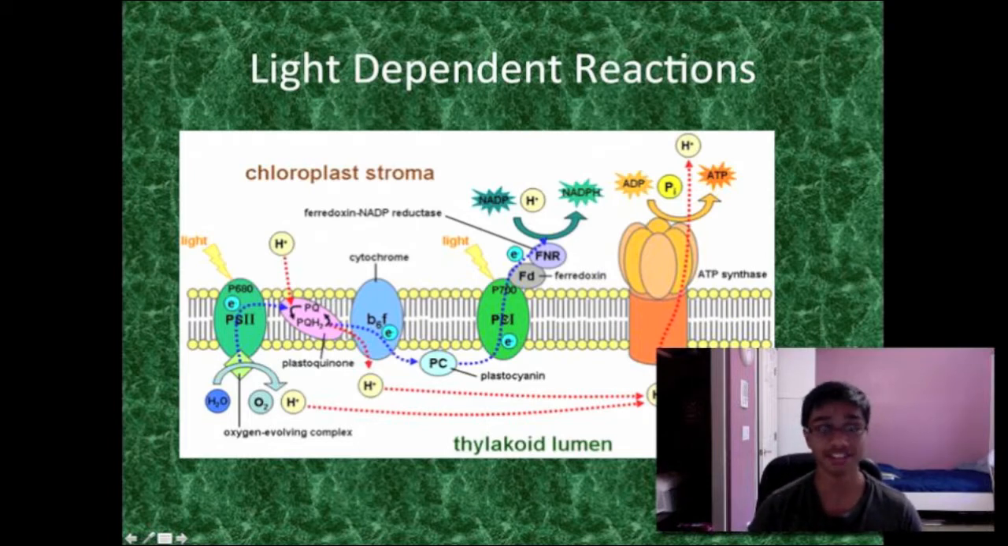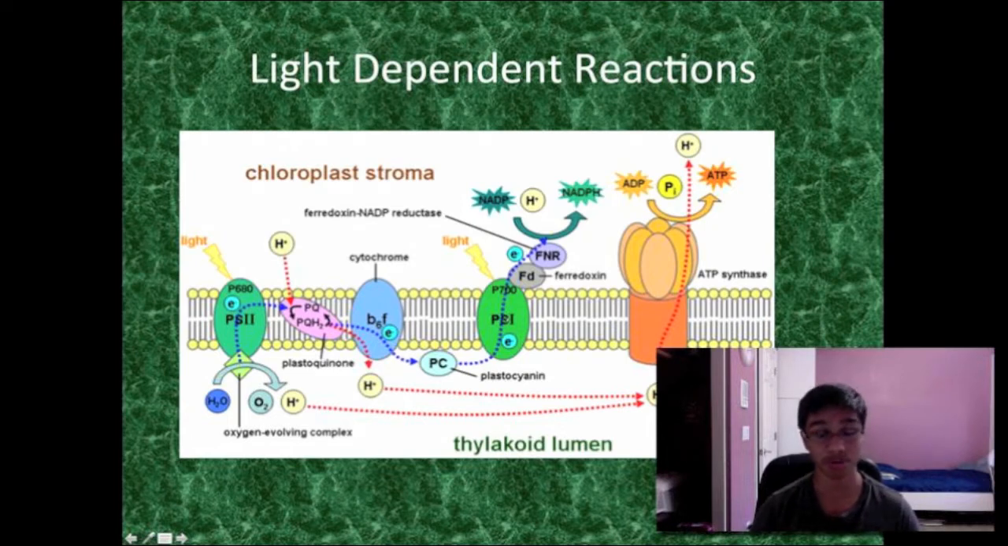Other things that occur within the light-dependent reaction is photolysis. This is when H2O, or water, is split into 2 protons and one oxygen atom. These oxygen atoms accumulate and create oxygen gas, which is a product of photosynthesis.